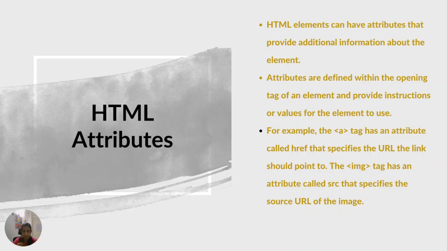And there is the image tag. The image tag has an attribute called src, the source. This specifies the source of the image. So this is called an attribute. Attributes provide additional information about an element.